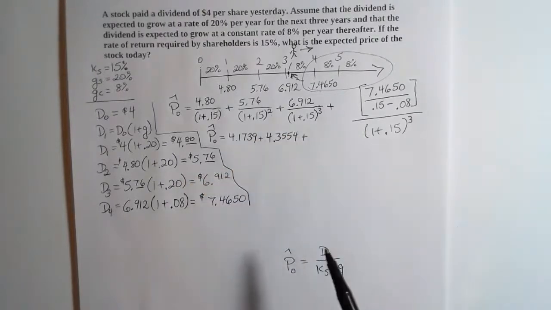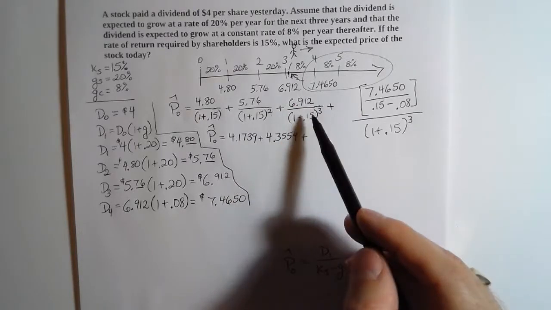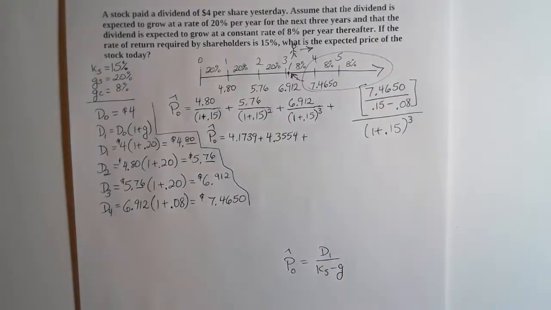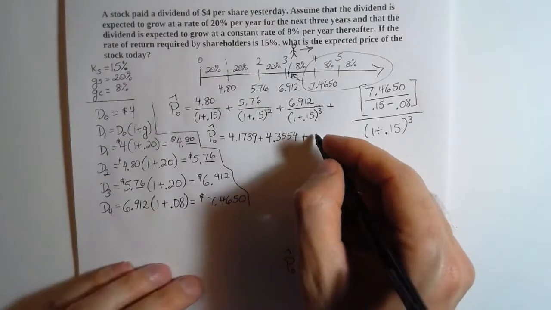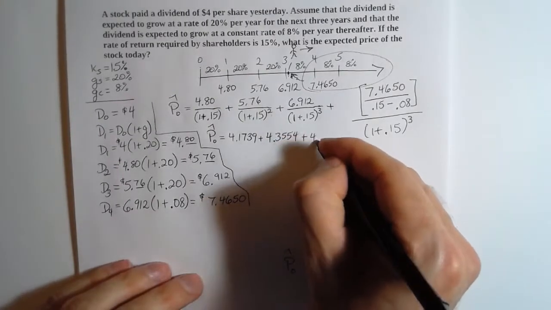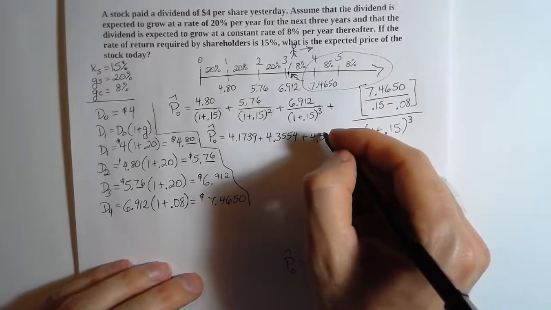All right, so now I recommend that you pause the video to work out this third term. So pause the video and work that out and see what you get. Okay, so if you worked out that third term, what you should have gotten was 4.5448.